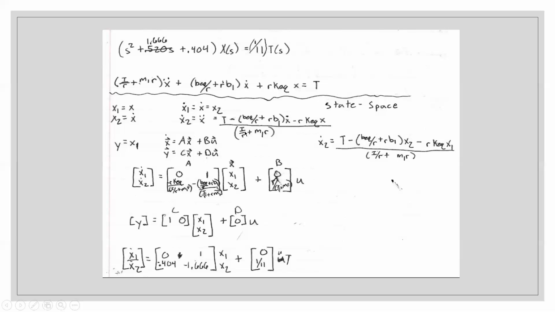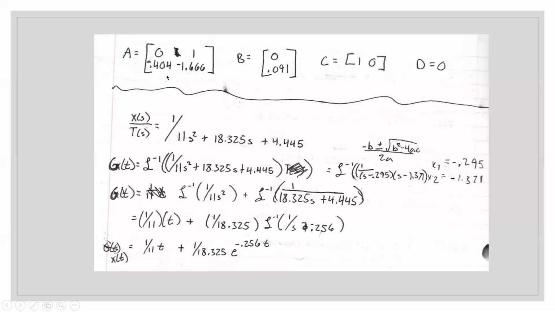And then C: y is equal to x1, so y is equal to 1 times x1 for displacement, and 0 for D. There's no second input. And then here we have our vectors written out in this form right here. Here we have our four matrices, A, B, C, and D.